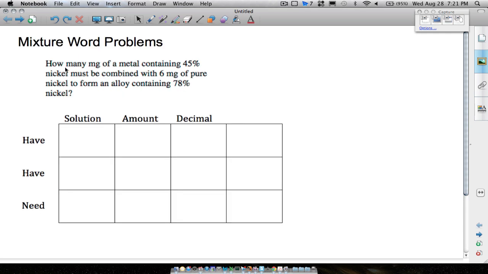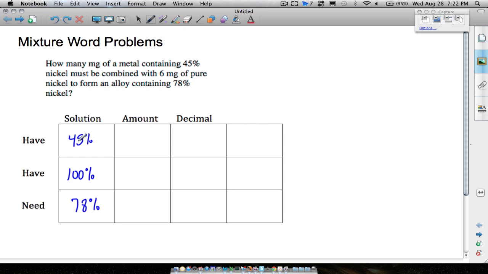But this first problem here, it says how many milligrams of a metal containing 45% nickel must be combined with 6 milligrams of pure nickel to form an alloy containing 78% nickel. So what we have here is some nickels. We're trying to combine 2 types of nickel. We have a 45% solution, you could say 45% nickel, and then we have pure nickel. Pure nickel is 100% nickel, and we're trying to combine the 45% and the 100%, which was the pure, to make a 78% solution.